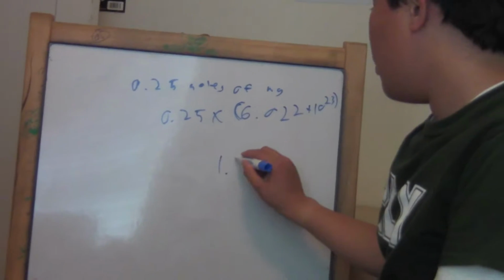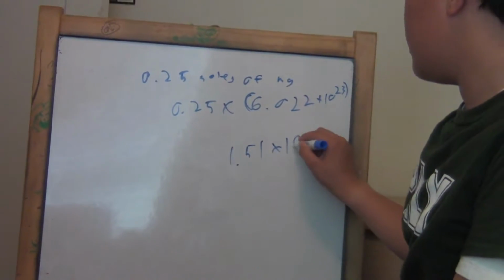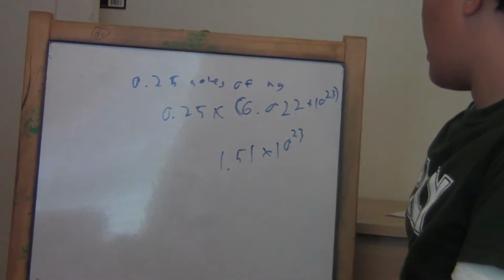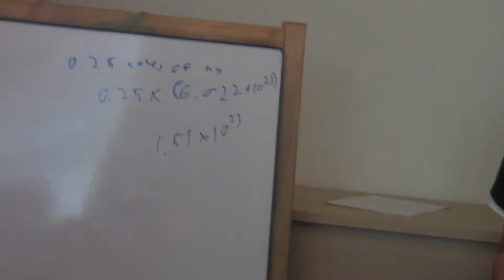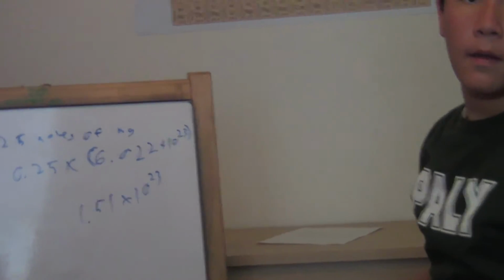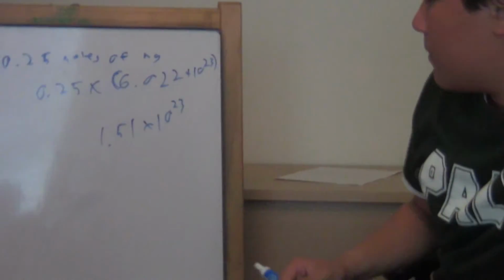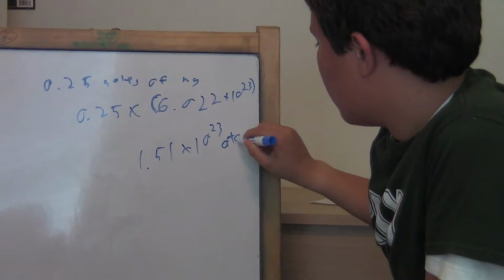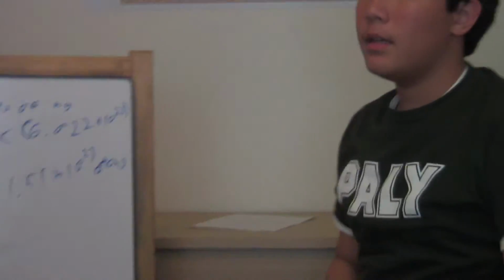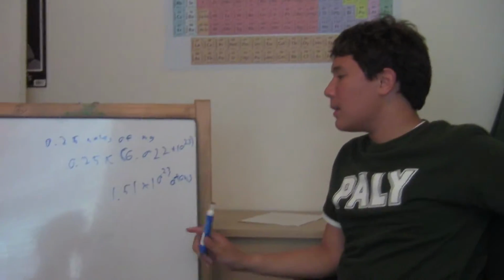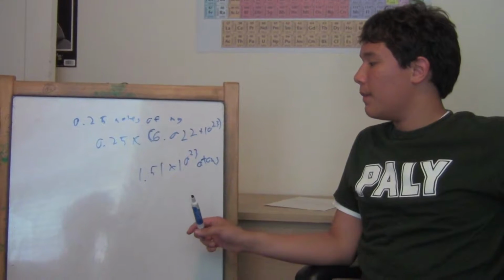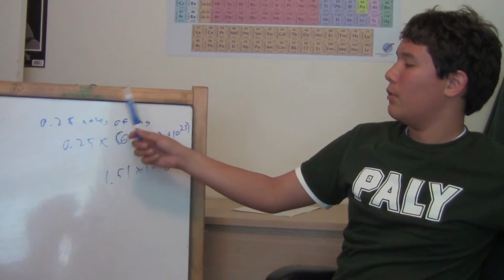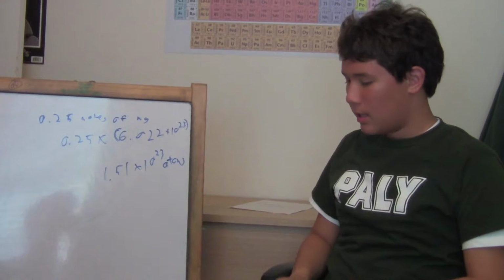And then after that, in the end, we get 1.51 times 10 to the power of 23 atoms. Right, atoms. Okay. And yes, this is how many atoms are in there. It's just 0.25 moles of it.